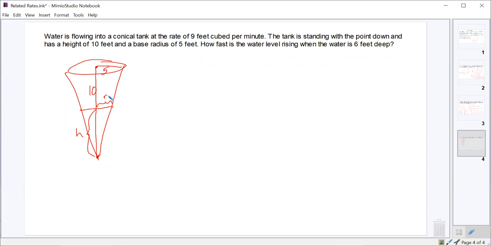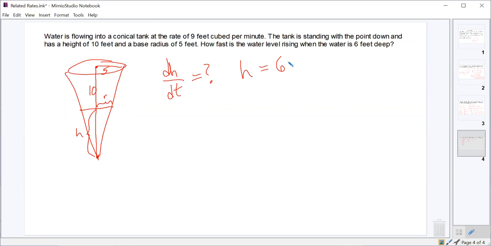Yeah. All right. So first off, what are we looking for? We want to know how fast the water level is rising. So that's a change with respect to time of that height. We're looking for dh/dt, and we're looking for dh/dt when h is 6. Everybody agree there?